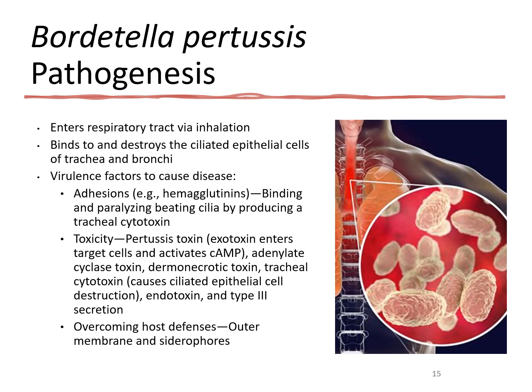And so with this one, it will bind and actually start to paralyze the cilia, and then it will produce a tracheal cytotoxin. And then it also produces the pertussis toxin, along with several other toxins. And so these toxins will actually enter the target cells, and it will activate the paralysis or the destruction of the different cells. And then it also has the ability to overcome the host defense, and this is because of an outer membrane that it produces.